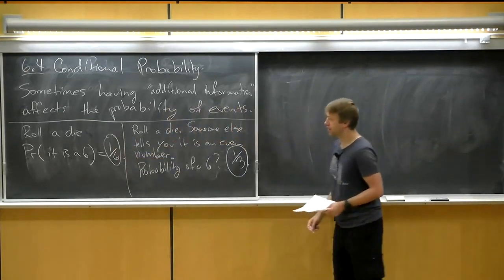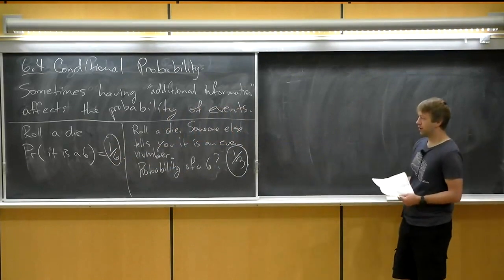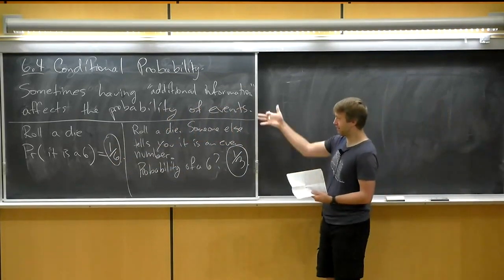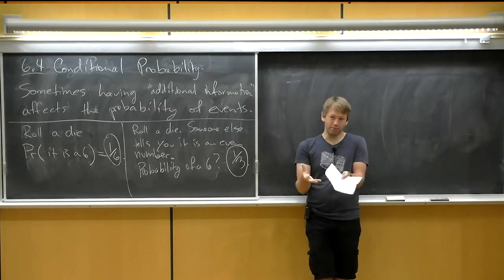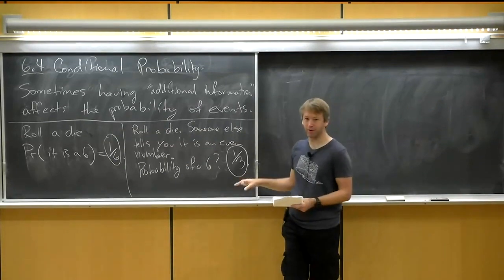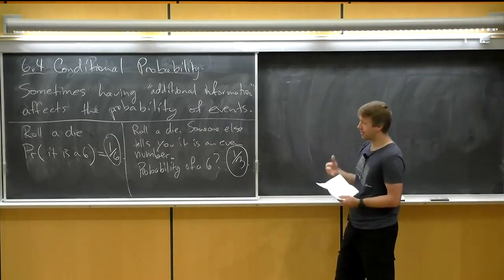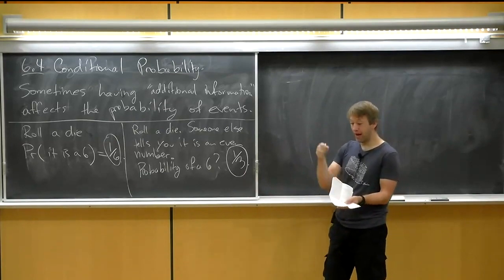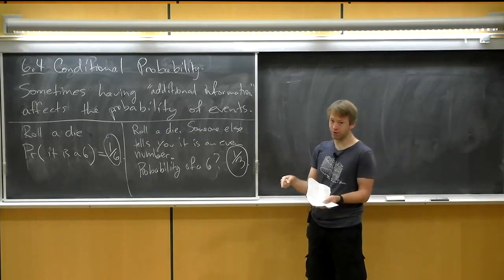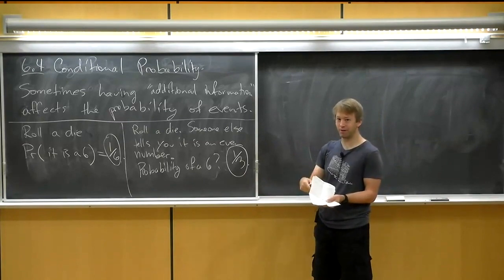Okay. So this gives you the concept. Sometimes if you're given extra information, it warps the probability. It changes the probability of different outcomes. So if you're computing the probability of an event, and you already know that some other event holds, then it might change the probability of your event.